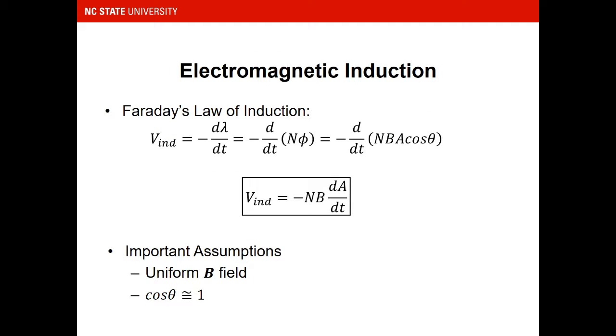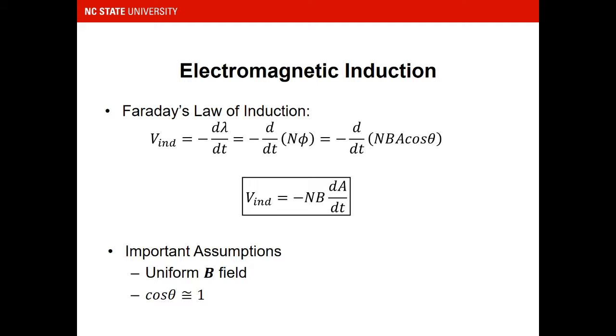The principle of electromagnetic induction is conveniently summarized in Faraday's law of induction. The induced voltage in a coil of wire loops is equal to the time rate of change of flux linkage in the coil's cross-sectional surface. After making substitutions and applying assumptions, the equation can be simplified to the boxed formula shown.